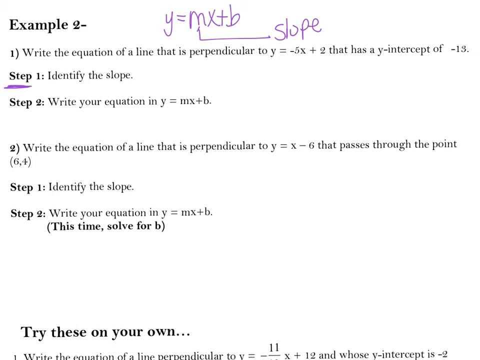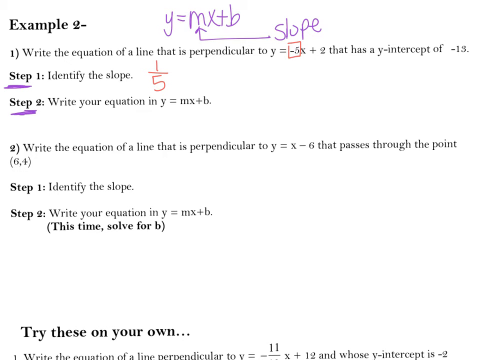In this case, my m is negative 5. If I want the perpendicular slope, it's the opposite, so it's positive, and then I have to flip that 5 to 5 over 1. So I flipped it, or got the reciprocal. So my slope is going to be 1 over 5.